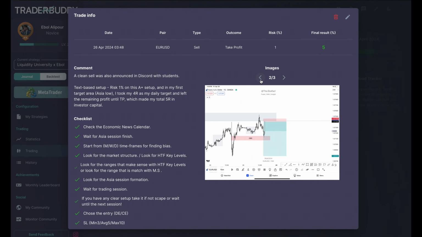My daily target is 4R. That means if I hit 4R on that day, I'm done for the day. And my weekly target is about 8%. That means if I have two great and successful trading weeks, I'm done for the week.